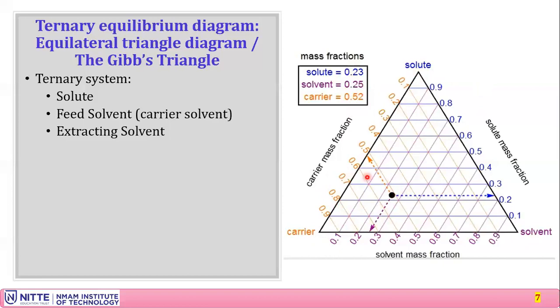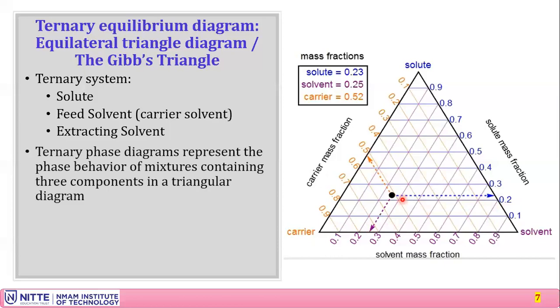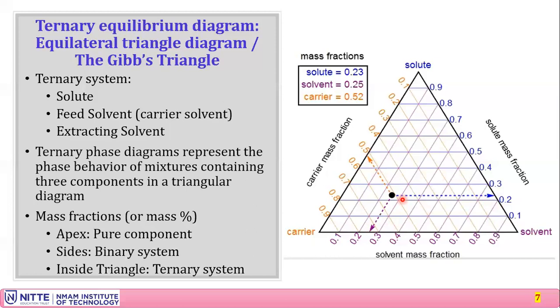That is the speciality of this equilateral triangle. You add any composition, it becomes 100%. So that means if you know two, the third one is automatically calculated. You don't have to calculate the third one, it is automatically 100 minus the sum of the two. So this is the equilateral triangle. How does it help us in identifying the equilibrium diagram? Let us look into that.